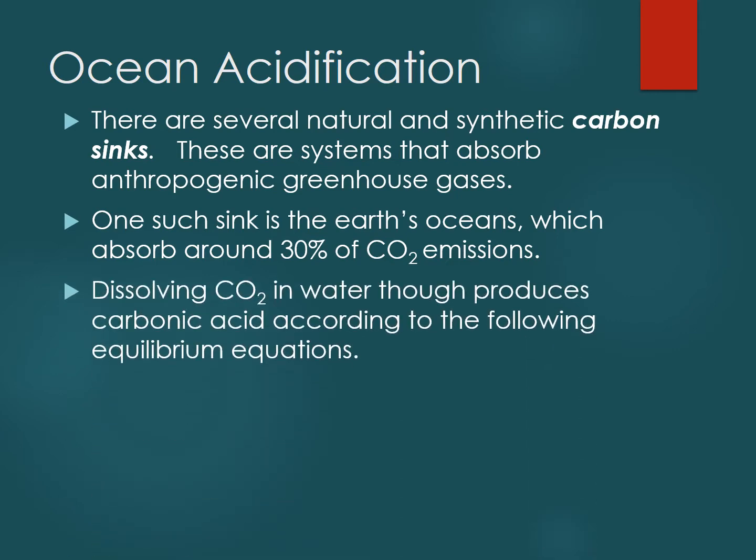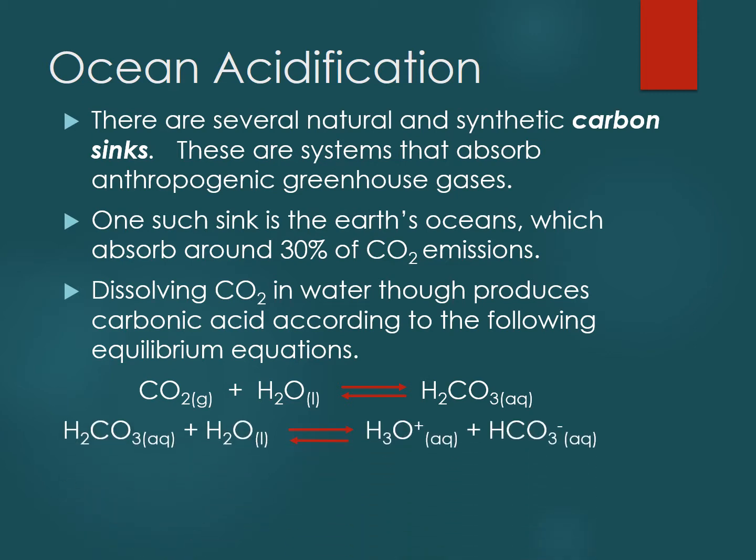All right, so when you dissolve carbon dioxide in water, that will produce carbonic acid according to the following equations. The first one is just carbon dioxide plus water, making carbonic acid, which is H2CO3. The next is carbonic acid reacting with water to produce hydronium and bicarbonate. This is just the dissociation of the weak acid. And finally, the bicarbonate ion can react with water to also produce hydronium and carbonate.